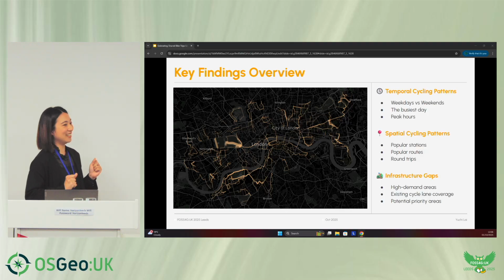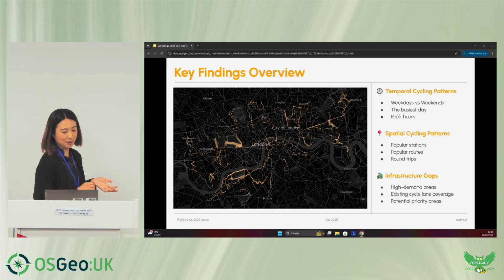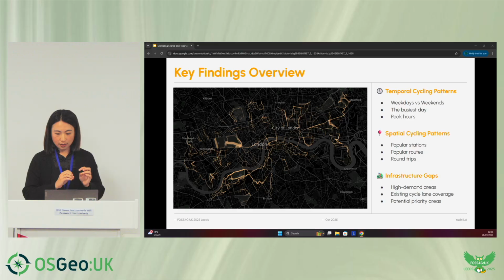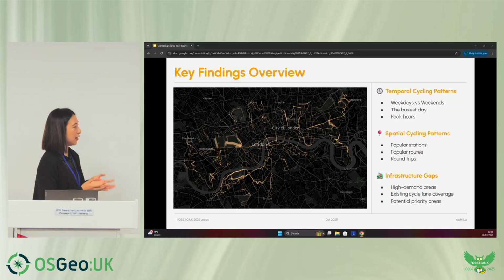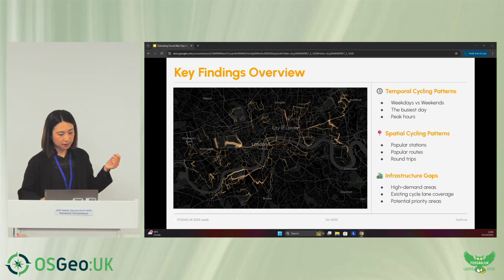So let's take a look at the findings from my project, and this is a quick overview. I look at when people start a ride, where they ride, and also use the routing API results to spot the gaps in the cycling network. And the left graph is the final result I got from the routing.